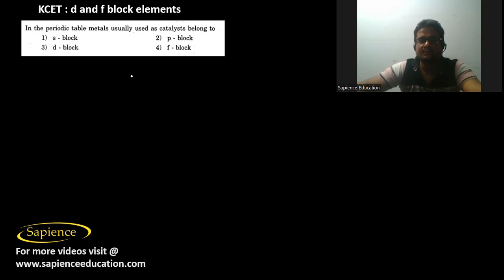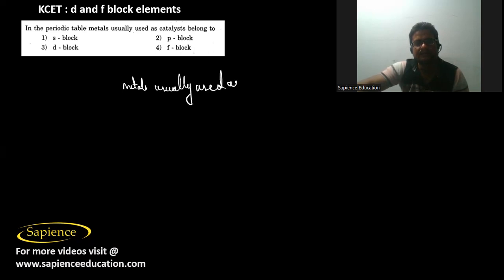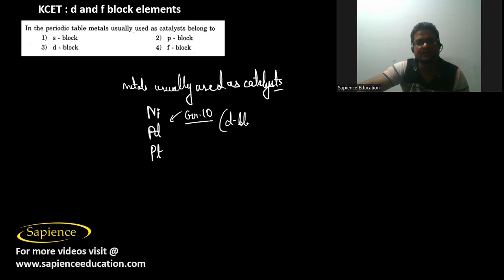Then it is told that in the periodic table, metals used as catalysts belong to which block. The metals which are usually used as catalysts are nickel, palladium, and platinum. So they are in group number 10, and they are in the D block. So they are the D block elements. So option 3 is the correct answer.